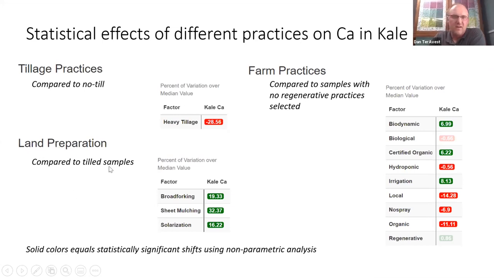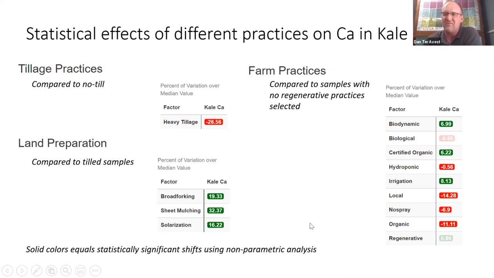And then I compared different methods of no-till to tillage samples. In this case, the reference is all samples that had tillage. When we compare it that way, we see that broad forking increased calcium content by 20%. Sheet mulching had 32% higher calcium. Solarization had 16% higher calcium. If you come over here, irrigation, you're seeing an 8% increase. You're seeing a small increase in biodynamic and certified organic. But then you're also seeing a reduction in things like local or no spray.